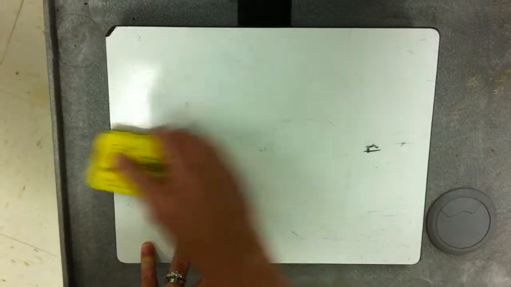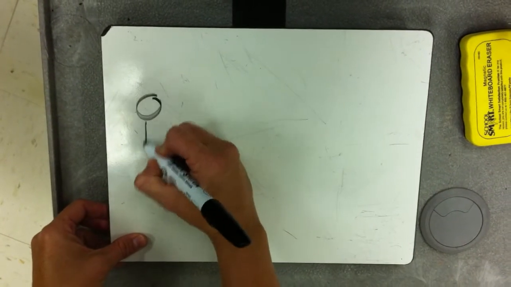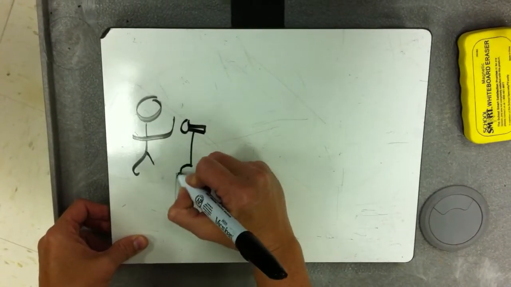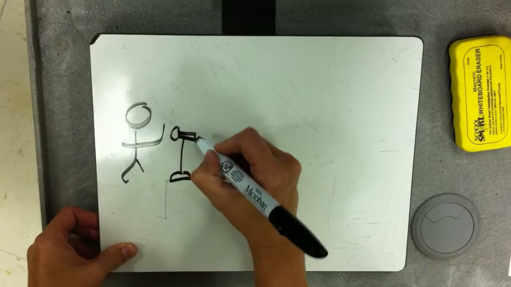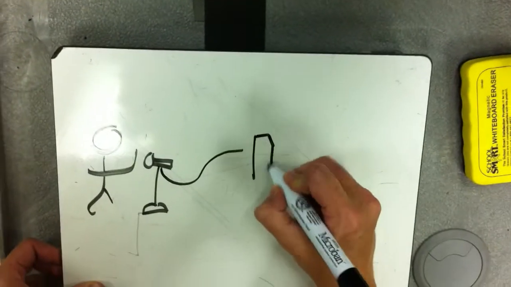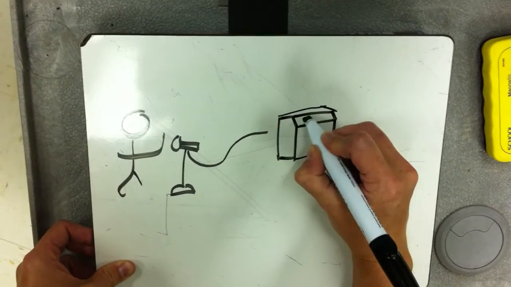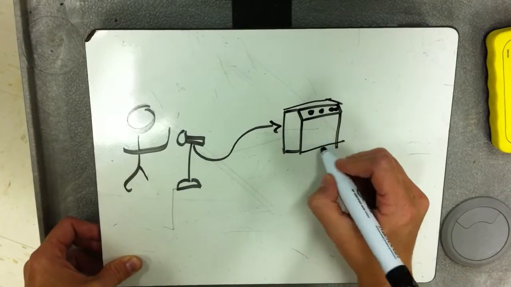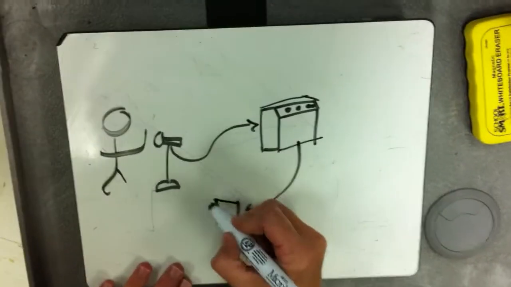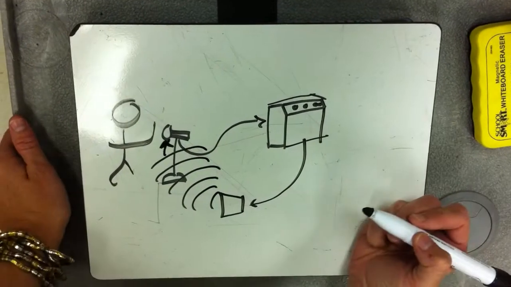So I'll show you an example of positive feedback. You've probably heard of feedback with a microphone. So let's say I'm speaking into a microphone. My microphone is hooked up to an amplifier. And the amplifier is hooked to a speaker. Well, the sound comes out of the speaker and goes back into the microphone.